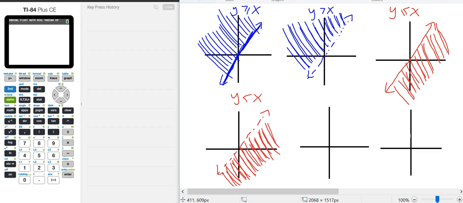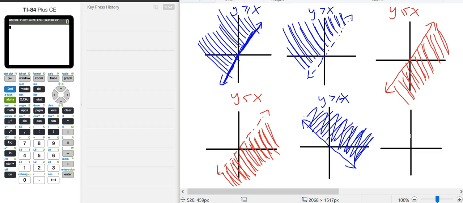Let's say we had lines with a negative slope. Let's say we had y is greater than or equal to negative x. Then we're going to graph y is equal to negative x, which looks like this, and we're going to shade above the line. And since it's a solid line, everything on the line is included within the solution set.